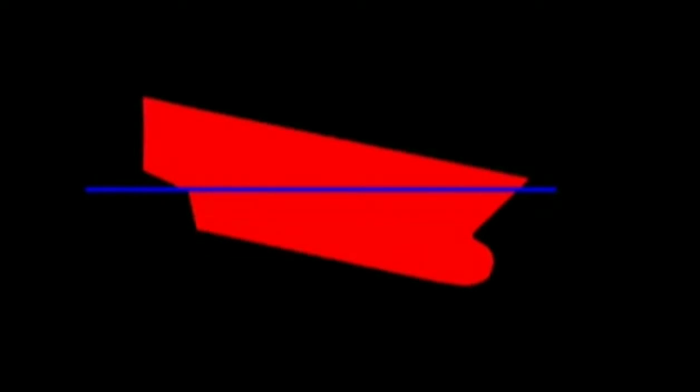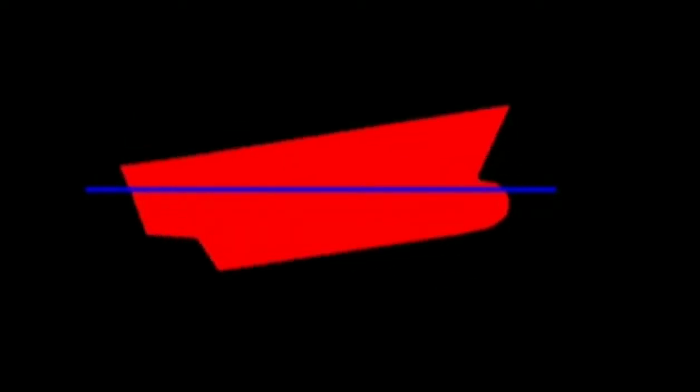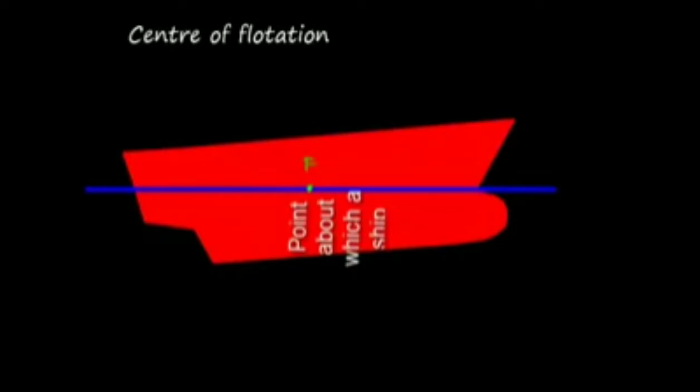Now let us look at this vessel. She is trimming about some point like this. So this point is nothing but center of flotation. We write F. This is the point about which a ship trims.